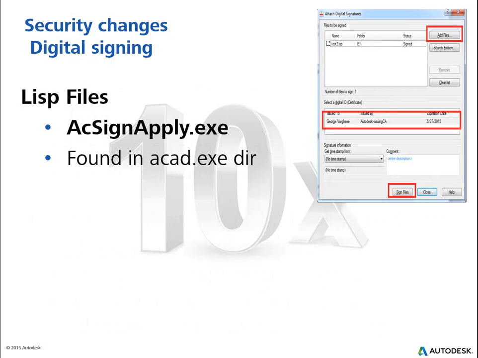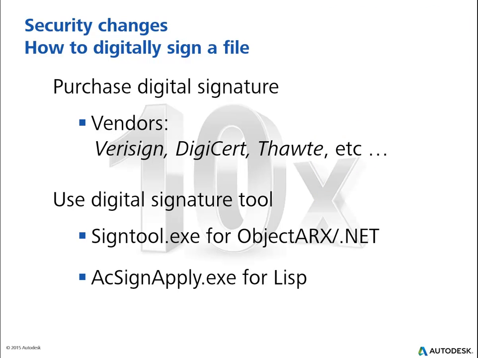If you have any type of Lisp code, you need to use a specific tool: acsignapply.exe under the acad.exe directory, but you also need a key to sign them. So the easy way to digitally sign your file is to purchase a digital signature. There are several vendors like VeriSign, DigiCert, Thawte, and others. And again, use the sign tool for ObjectARX code and .NET code, and acsignapply for Lisp.